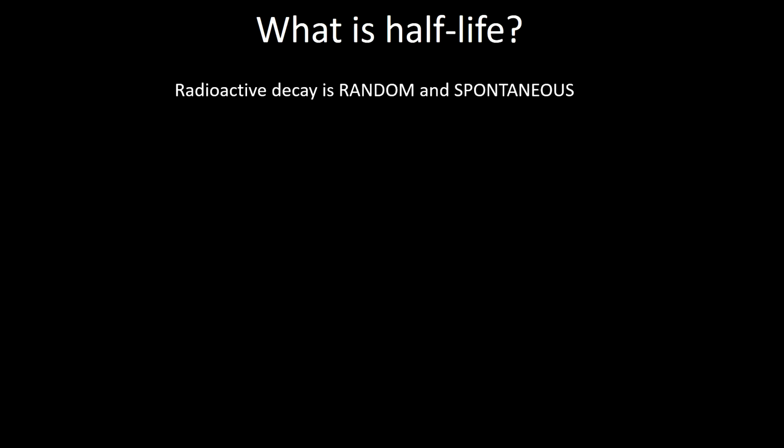Well, to understand it, we need to remember that radioactive decay is random, which means that we cannot predict when an individual nucleus will decay, but we can say what the chances of it decaying are in a certain amount of time. And that random nature leads to a pattern that we're going to see in a second, which lets us define half-life. Radioactive decay is also spontaneous, which means that we don't need to do anything to make it happen, it just happens on its own.